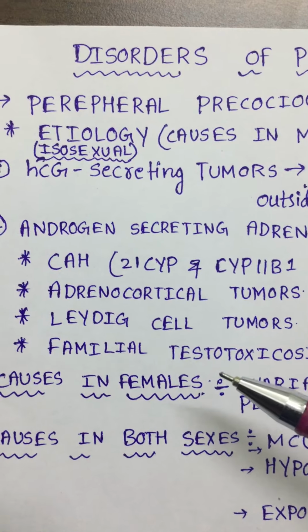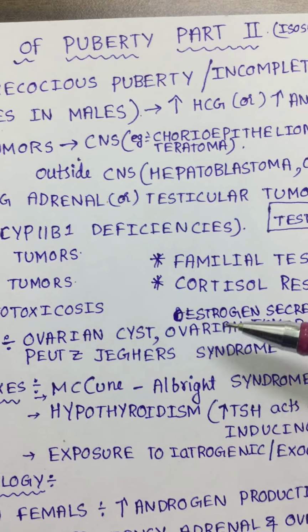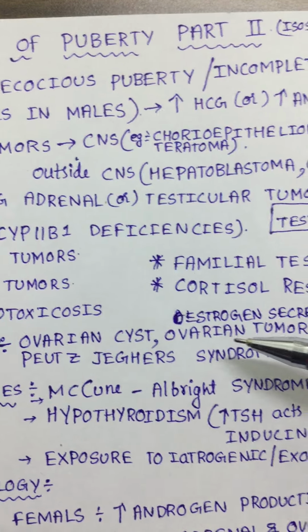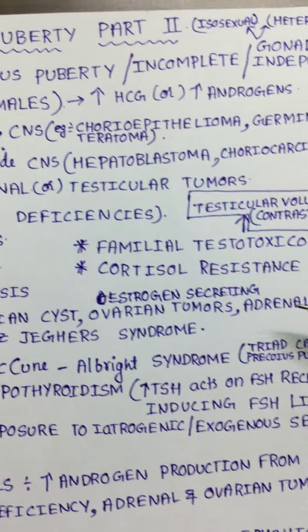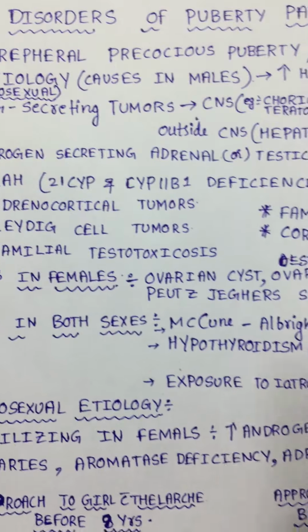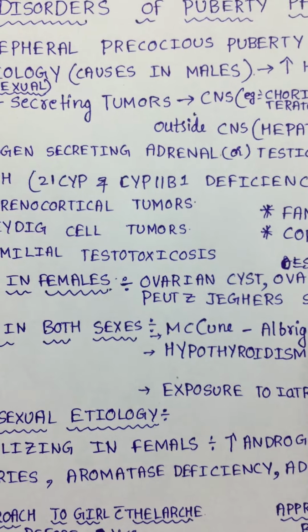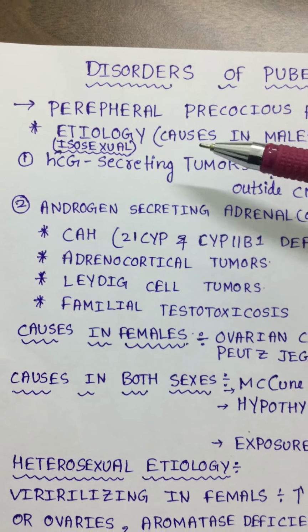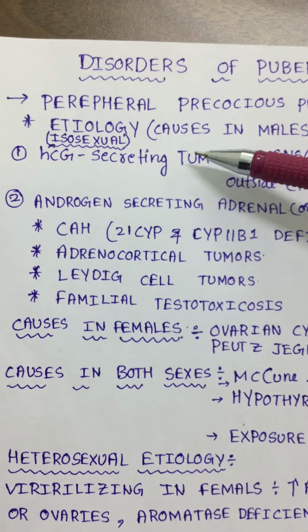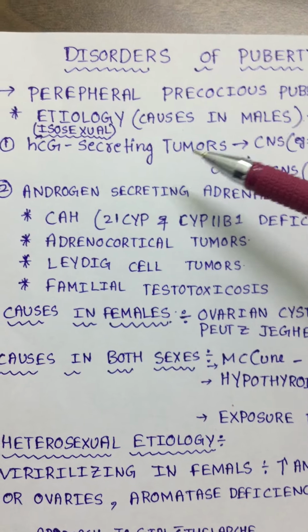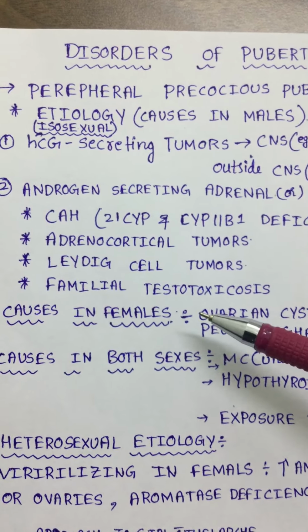The genital organs are also the same as in females, because the sex steroid being secreted is the female sex steroid only, estrogen, but increased levels of estrogen secretion are there due to ovarian tumors and adrenal tumors. It will lead to precocious puberty, but it is isosexual. Another cause is Peutz-Jeghers syndrome. Now we have discussed isosexual causes of peripheral precocious puberty in males and females. HCG secreting tumors, I already told, cause it only in males. They don't cause it in females.